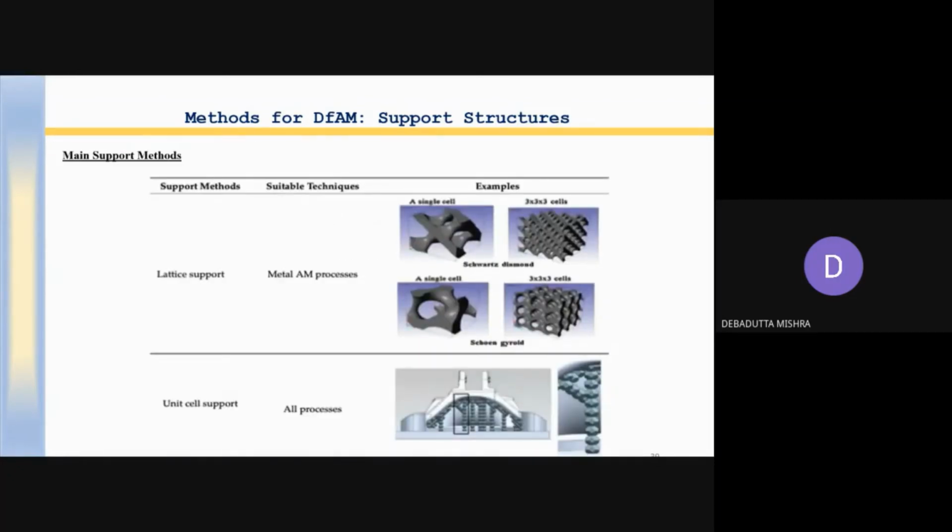Now you can see the different support structure methods. This one is a lattice support. This is the unit cell support. You can say the suitable technique for this is the metal additive manufacturing process. Generally, we go for the cell supports. We'll see the different types of cells.